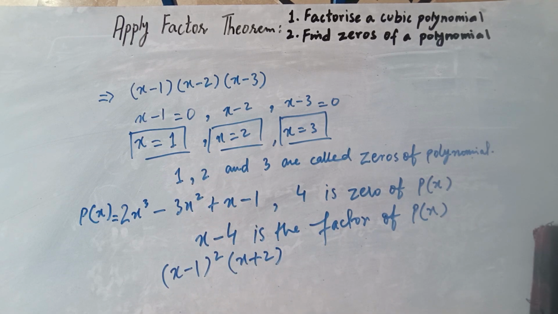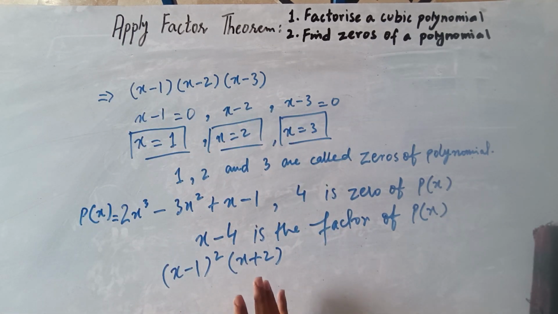So this is how we apply factor theorem to factorize a cubic polynomial and to find the zeros of a polynomial. And remember, if you need to find the zeros of a polynomial, you need to apply the same method that we use for the factorization of a cubic polynomial. So this is it from this video.